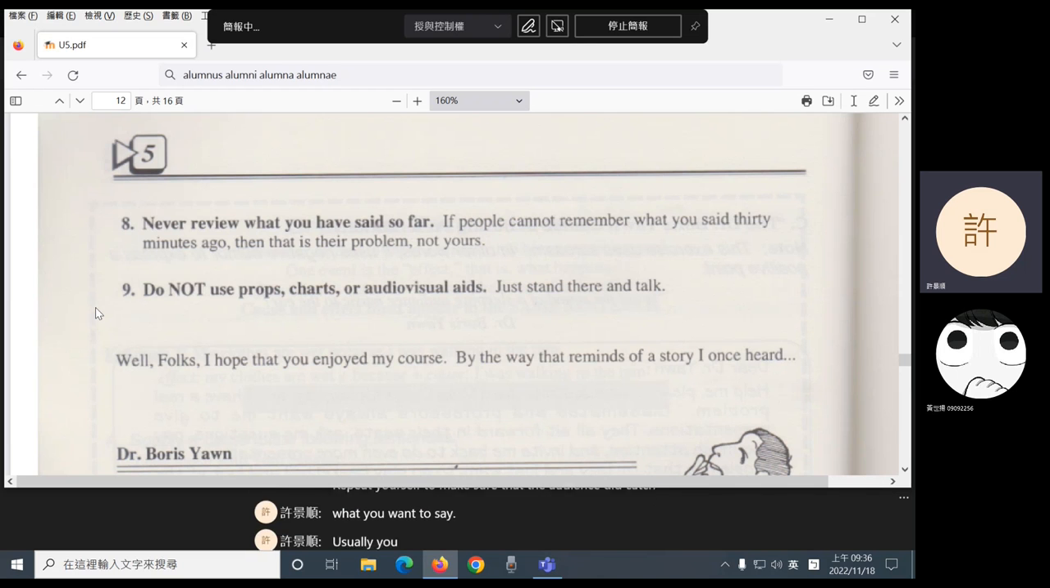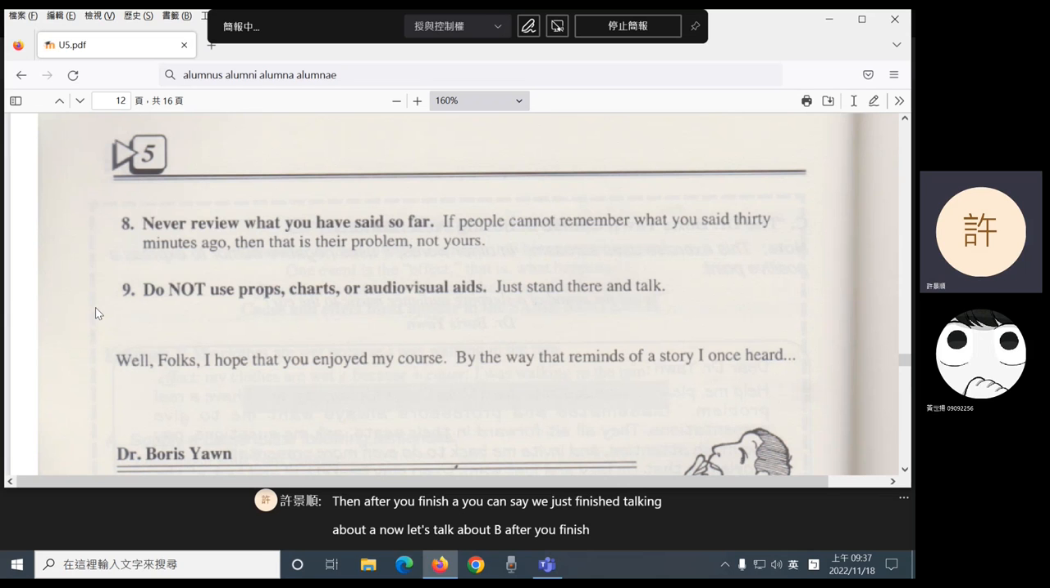Usually, you will repeat yourself at key moments during your presentation. For example, after the introduction, you can say, in this speech, we will talk about A, B, and C. Then after you finish A, you can say, we just finished talking about A. Now let's talk about B. After you finish B, we've talked about A and B. Now let's talk about C. And then before your conclusion or at the beginning of your conclusion, you can say, today I've told you about A, B, C, D, and E. Give your audience many chances to catch your information.